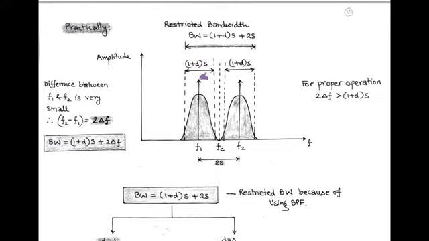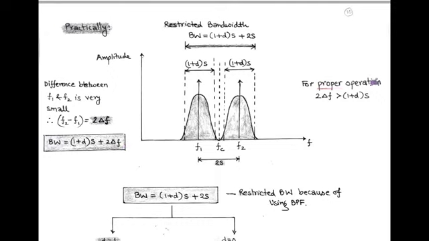Now, since the difference f2 minus f1 is equal to twice the bit rate, the restricted bandwidth of FSK is equal to (1 plus d) into S plus 2S. Also, for our convenience, we can write the frequency difference f2 minus f1 as twice delta f, where delta f is the frequency deviation with respect to the carrier frequency, and the modified bandwidth of FSK is equal to (1 plus d) into S plus 2 delta f.